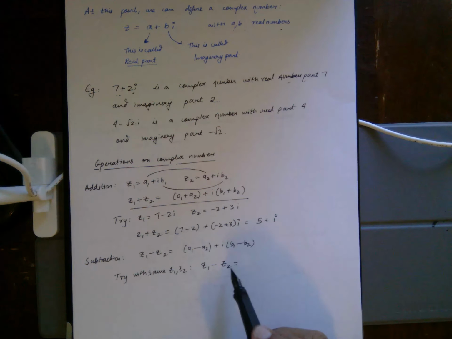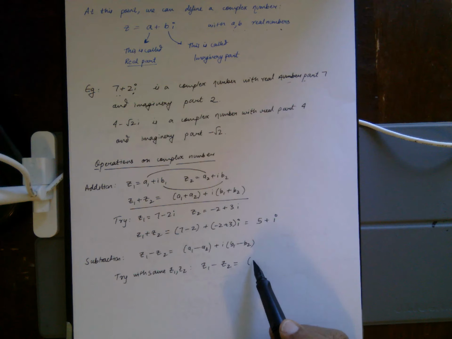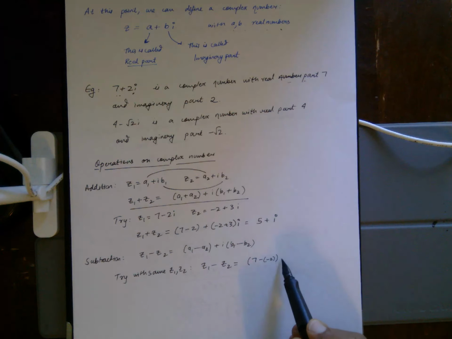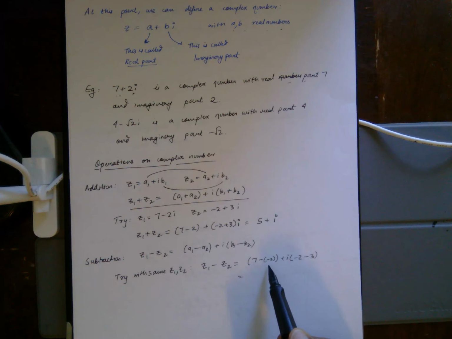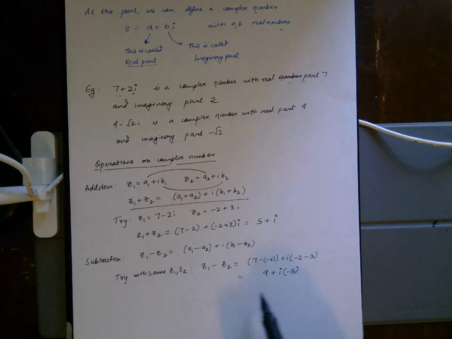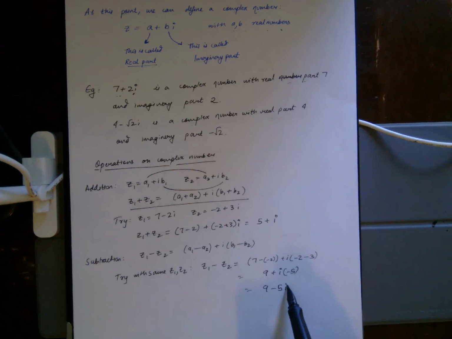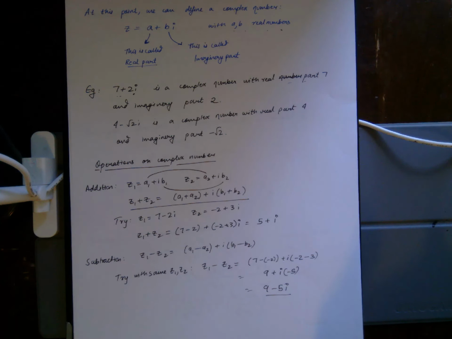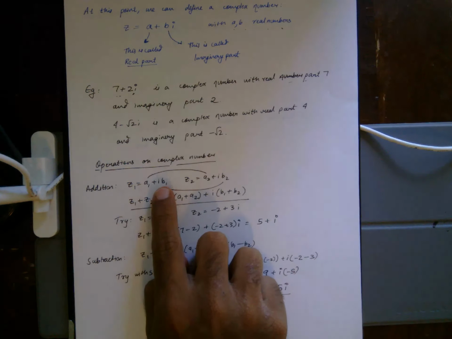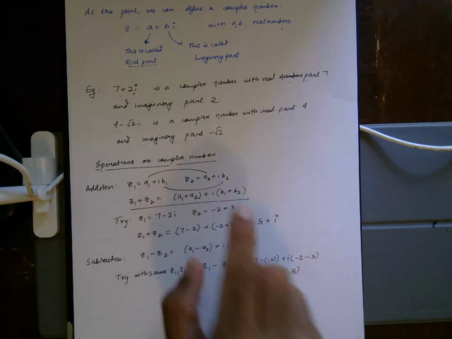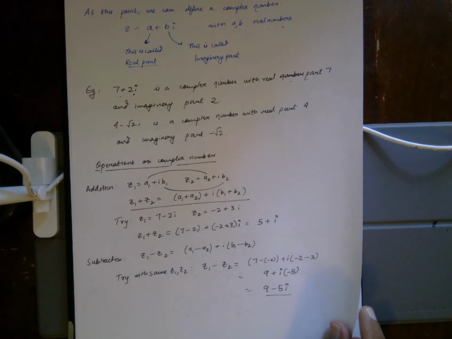Same story with subtraction. I subtract 7 minus negative 2 plus i times 2 minus 3, making sure I distribute the negative, to get 7 plus 2, which is 9, plus i times negative 5, or 9 minus 5i. So in a way, you can think of it as addition or subtraction of polynomials, right? So the x terms combine with x terms, x squared with x squared. Similarly, the i terms combine with the i terms, and the non-i terms combine with the non-i terms.